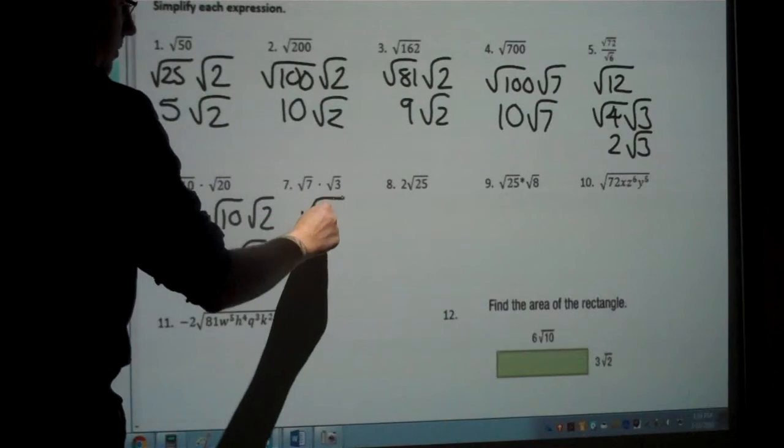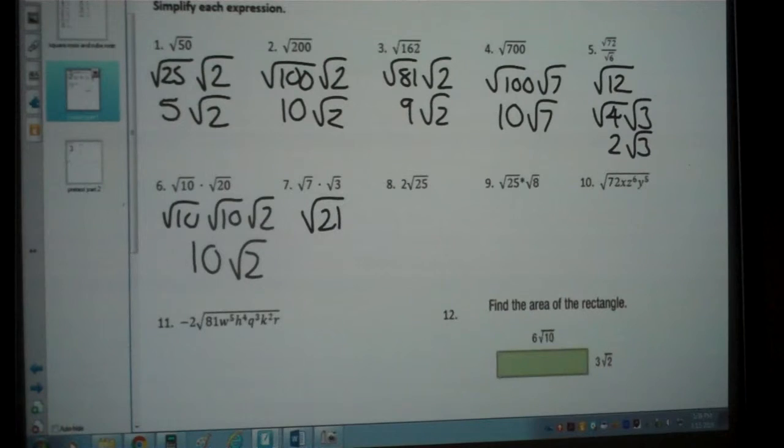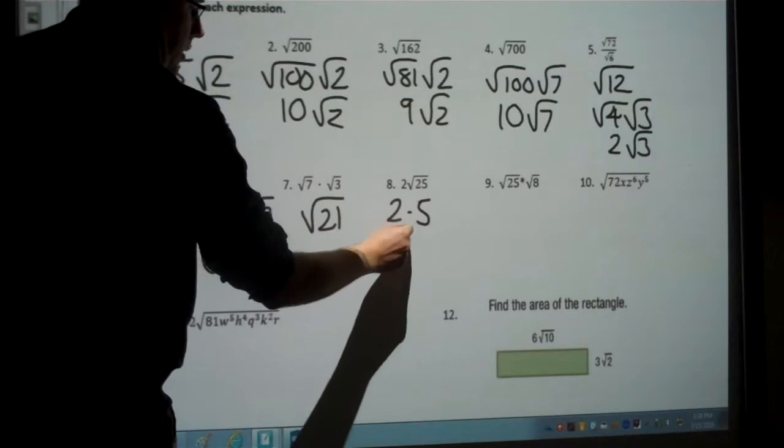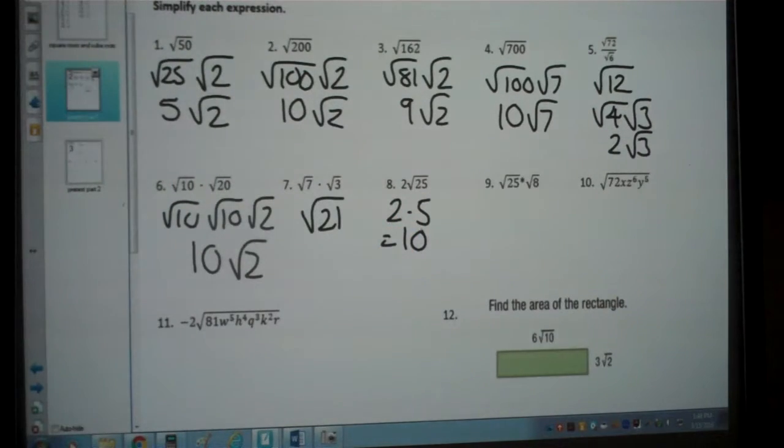7 times 3 is 21. And you can try and split 21 up, but it's not going to happen for this question. Square root of 25 is 5. So we have 2 times 5, which is 10.